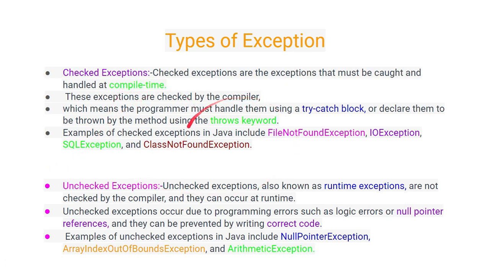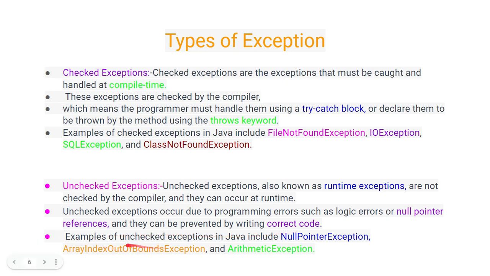Okay, and this is very, very important also: unchecked exception. Unchecked exception, also known as runtime exception, is not checked by the compiler. It means that it can occur at runtime. The compiler will not understand what a runtime exception is; it is checked by the runtime only. The second point: unchecked exceptions occur due to programming errors, such as a logic error or a null pointer reference, and they can be prevented by writing correct code. So you have to write correct code to handle unchecked exceptions. Remember this point and don't write incorrect code, otherwise you can get a runtime exception.